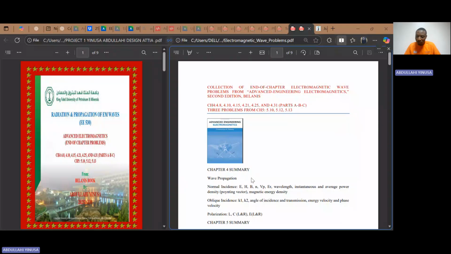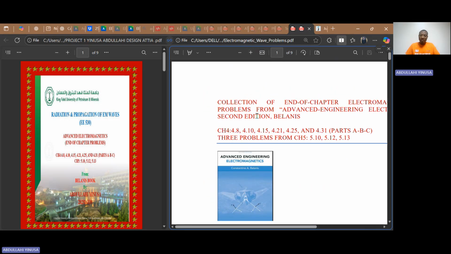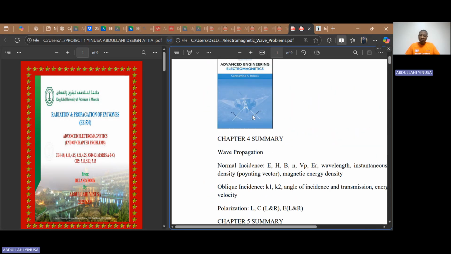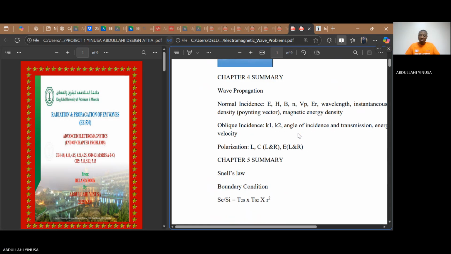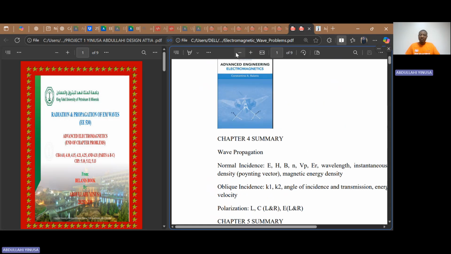Now, you should be able to see my screen. I'm going to be choosing from questions 4.8, 10, 15, etc. They are from this book, the book by Balanis, and you can open the book to follow my concepts.